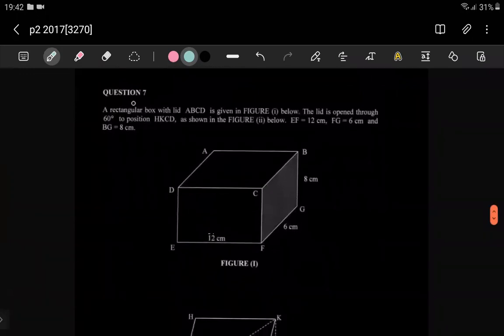A rectangle box with lid ABCD. So this is a rectangle box. The lid is ABCD. This lid is given in the figure below. And then it says here the lid is opened through 60 degrees to position HKCD.